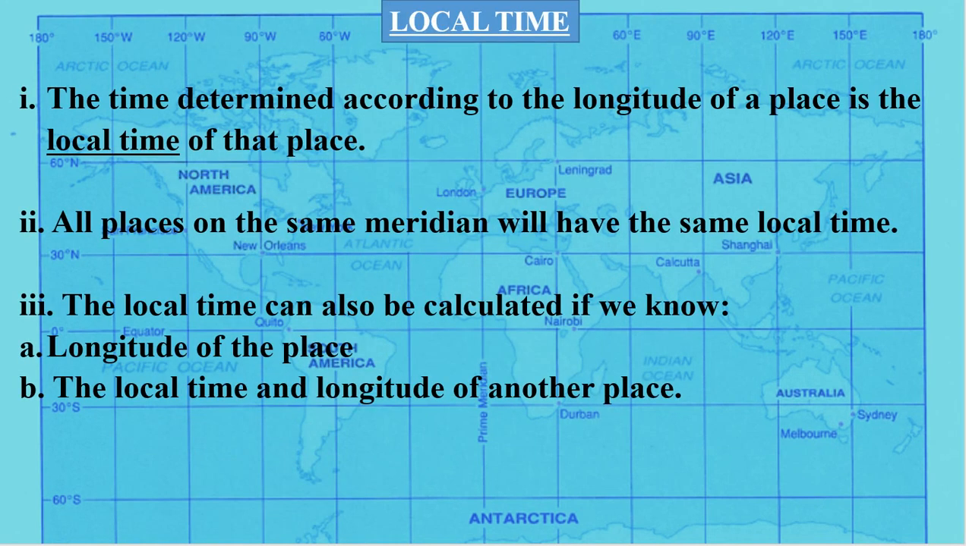So what is the local time? The time determined according to the longitude of a place is the local time of that place. All the places on the same meridian will have the same local time. The local time can also be calculated if we have the data. We should have two things with us. The very first thing is the longitude of the place, and the second one, the local time and longitude of another place. Let us try to understand this concept with an example.